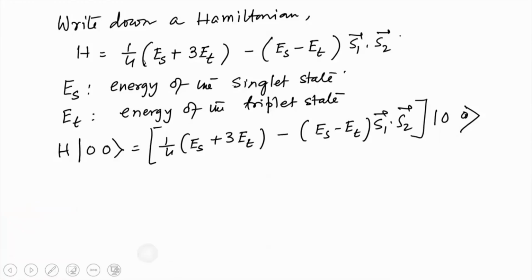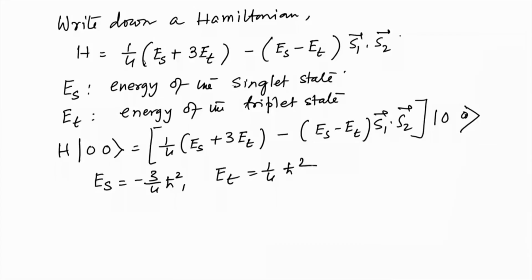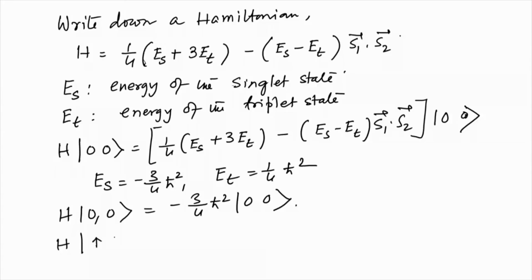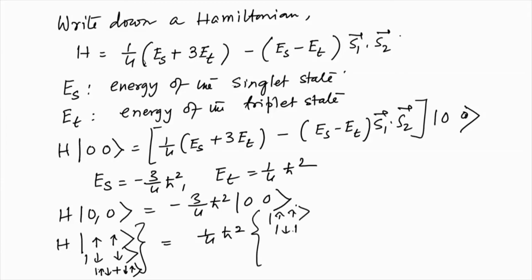So, with E_s equal to minus 3 by 4 h cross square and E_t equal to 1/4 h cross square, one can simply check that H of |0 0> will give me minus 3 by 4 h cross square |0 0>, and similarly H acting on either of these up states or down states or the up down plus down up states, all those triplet states with a normalization will give me 1 by 4 h cross square.